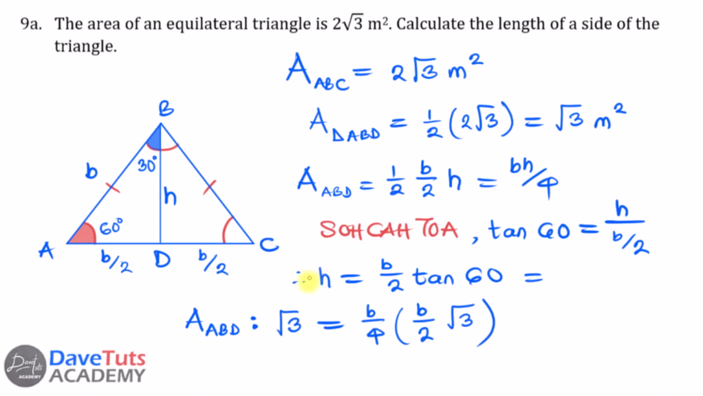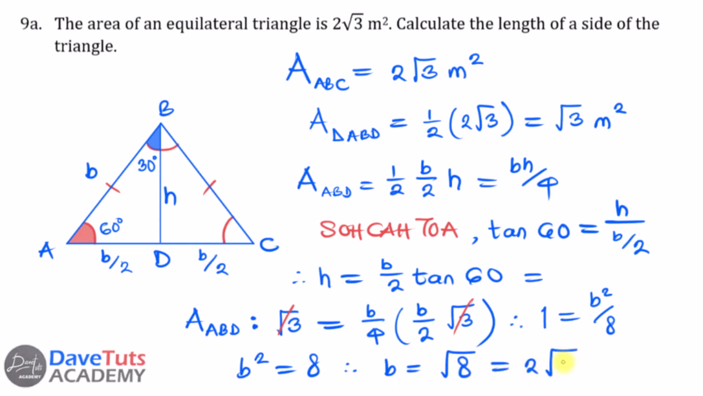Looking at this now, root 3 is going to cut root 3. So with that, 1 is the only thing that remains here. I can say 1 is equal to b times b, which is b squared, over 4 times 2, which is 8. Now if I cross multiply, I will have b squared is equal to 8. Therefore b itself is root 8, and root 8 is actually 2 root 2, because 8 is 4 times 2 and the square root of 4 is 2. The square root of 2 remaining will still be here. This is going to be the length of the side of this equilateral triangle, whose area is 2 root 3 meters squared.